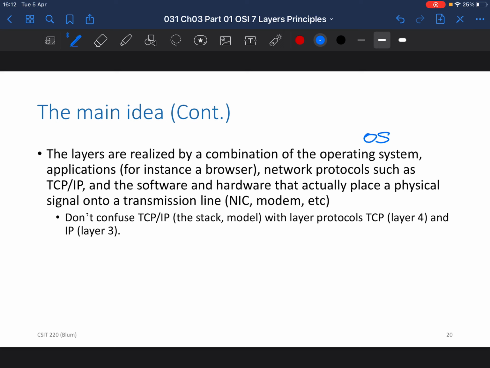Don't confuse TCP/IP, the stack model, with the layer protocols TCP, layer 4, and IP, layer 3. So TCP/IP is the model, then the layer is a different thing.